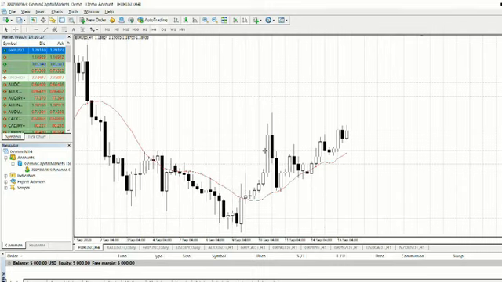Now, if you were trading a standard lot, that would have been $890. If you were trading a mini lot, that would have been $89 in 9 hours. If you were trading a micro lot, that would have been $8.9 in 9 hours. And this is using the pin bar trading strategy.